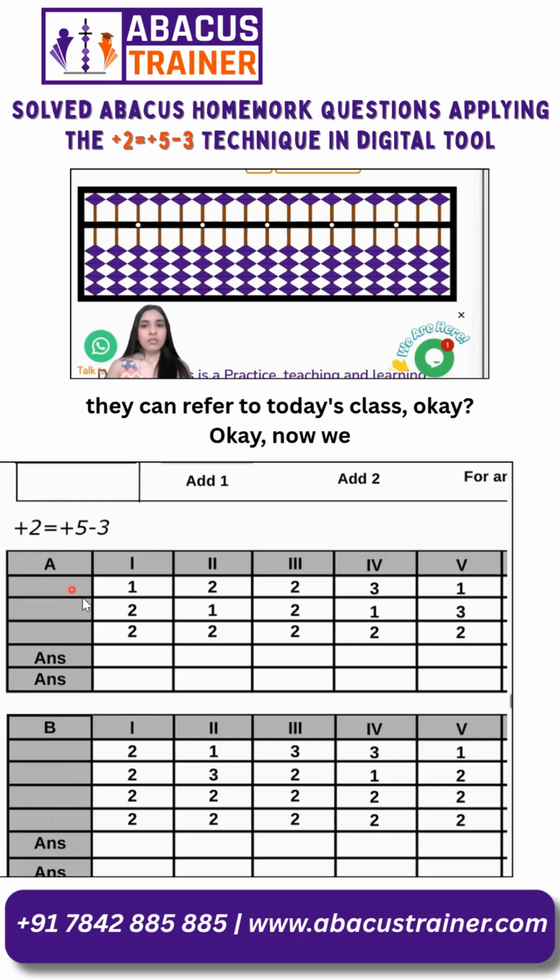Now, we are going to solve the A row, and we will be solving it with the plus 2's formula. Wherever I won't be able to do plus 2, meaning I will not have enough beads left to do plus 2, I will apply the formula of 2, that is plus 5 minus 3. So let's start. First question, plus 1 plus 2, again 2.